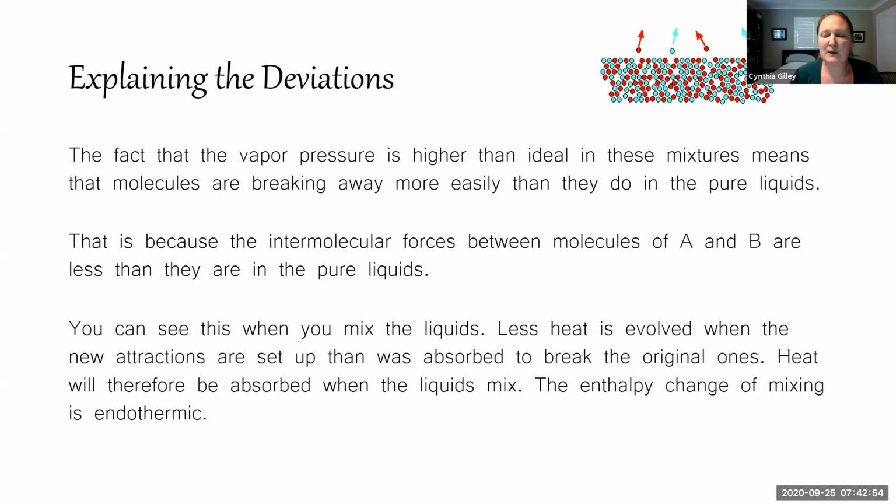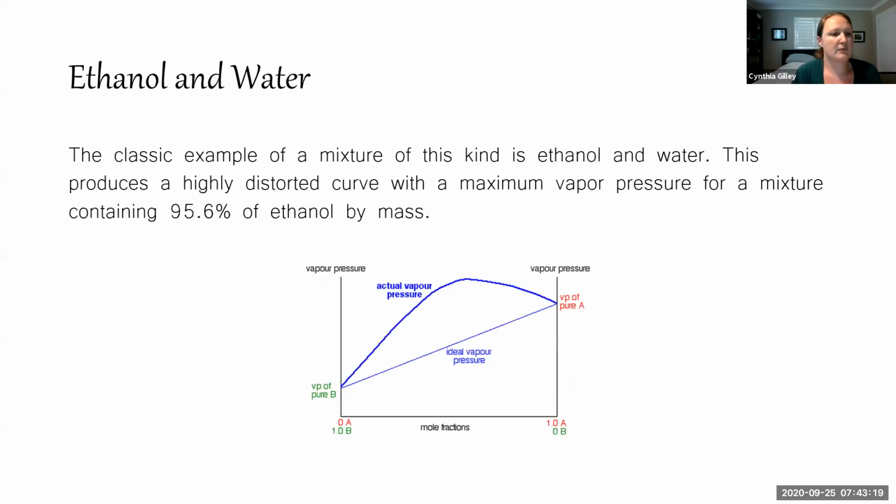But what happens if you have to supply a lot more energy to break the attractions between blue to blue and red to red than you get back when you make new attractions between red and blue? You get a situation that is endothermic, right? Meaning that more heat is supplied from the surroundings than you get back, and overall the temperature goes down. And that's what happens when you mix ethanol and water. So the classic example of a mixture of this kind is ethanol and water.